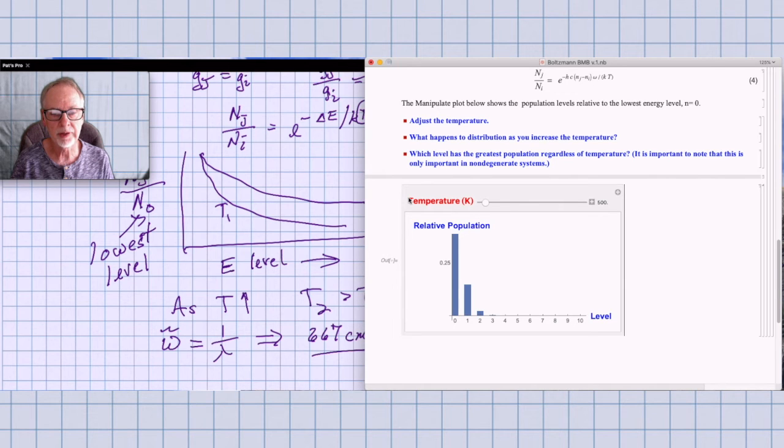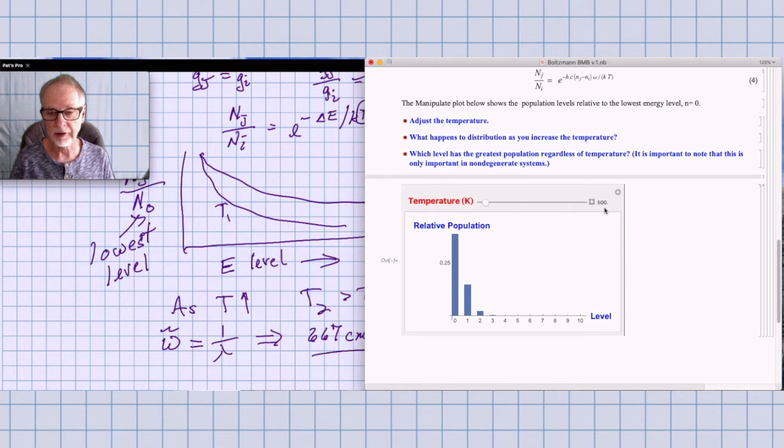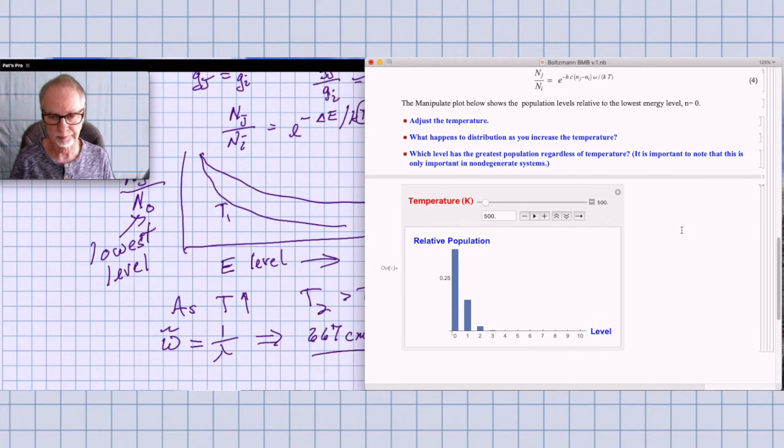All right, so this shows a population distribution. Level 0 represents the lowest energy level of the harmonic oscillator, and this shows the relative population of level 0, level 1, level 2, etc. at 500 kelvins. We see a general exponential shape. It's not continuous, of course, because we've got levels. We don't have a continuous range of energies available. We've got energy levels. Now, if we change that, what happens?